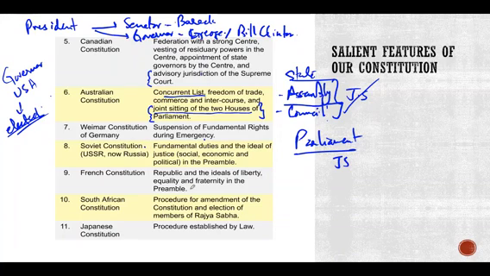India was a lot closer to the Soviet world than it was to America, even during the Cold War. What did we take from them? Fundamental duties, and ideals of justice: social, economic, political justice, right? You guys have seen, we talked about in the previous session, social justice, economic justice, political justice, all of that. From the French Constitution, what have we taken? The fact that it is a republic.